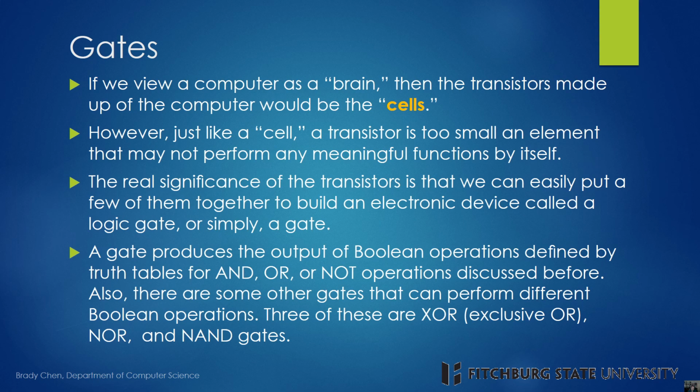One of these other gates is called exclusive OR. Then a NOR gate, NOR instead of OR, and the NAND gate, versus the AND gate. So we have an AND gate, OR gate, NOT gate, exclusive OR gate, NOR gate, and NAND gate. We can introduce these six different types of gates, and we're also going to discuss how to build these gates from transistors.